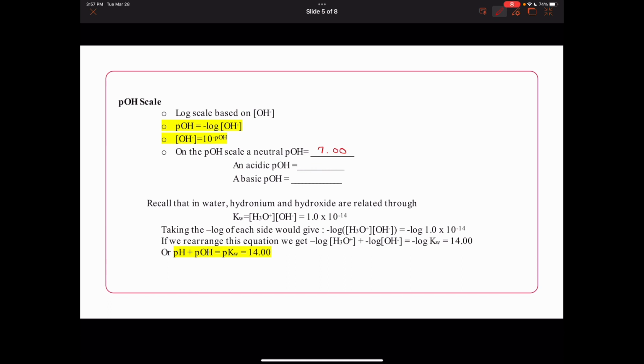So on the pOH scale, the pOH is 7. That's neutral. Acidic will be pOHs greater than 7, and basic will be pOHs less than 7. So again, a smaller pOH is going to mean a larger hydroxide concentration, so more basic, and the larger the hydroxide concentration, the smaller the hydronium concentration.